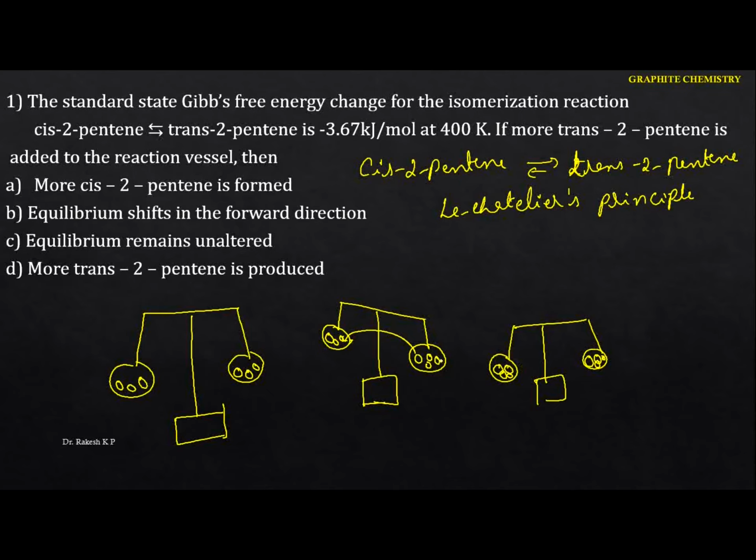That means on increasing the concentration of the product, the equilibrium shifts towards the left side. So there will be more reactants. Here the reactant is cis, hence more cis-2-pentene is formed. And vice versa: if we increase the concentration of the reactant, the equilibrium shifts towards the right side. If we increase the concentration of the product, the equilibrium shifts towards the left side. Okay, next one.